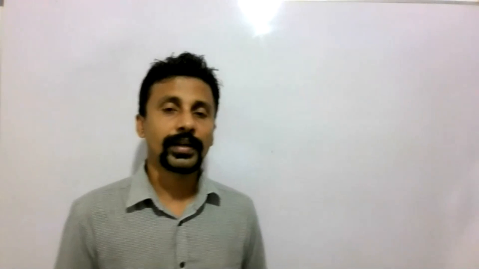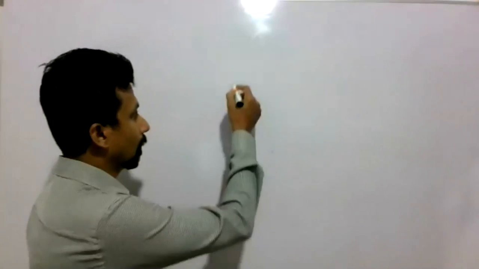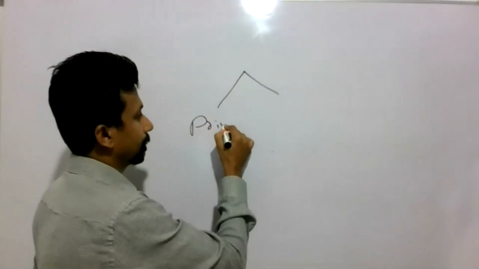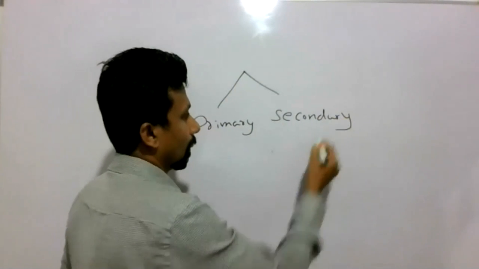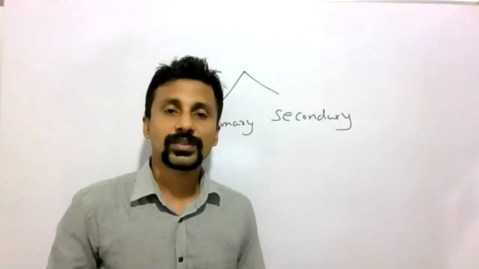Output device means you can take your data, what is inside the computer, you can take them out, right? Printers, monitors, speakers, plotters that you can print some maps and all that. So those are called output devices. Then you have storage devices. Storage devices you can divide into primary and secondary. Primary storage are there, secondary storages are there.